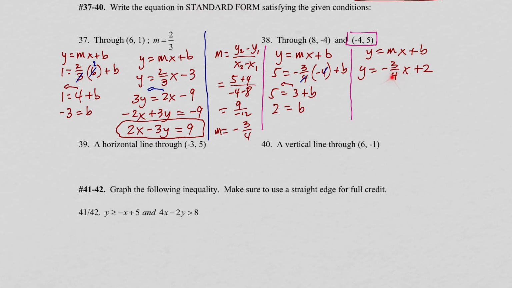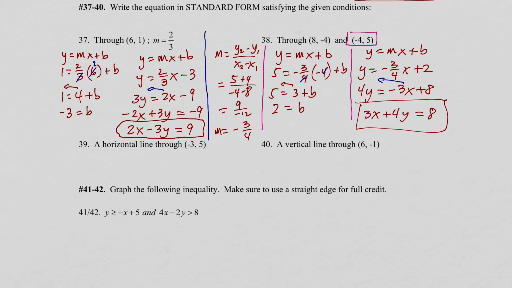So I'm going to first get rid of the fractions by multiplying everything by 4. So I have 4y is equal to negative 3x plus 8. I have to move the x over, and I get a positive 3x plus 4y is equal to 8. And that's standard form, because in standard form, x and y have to be on the left-hand side, there can be no fractions, and this has to be positive.